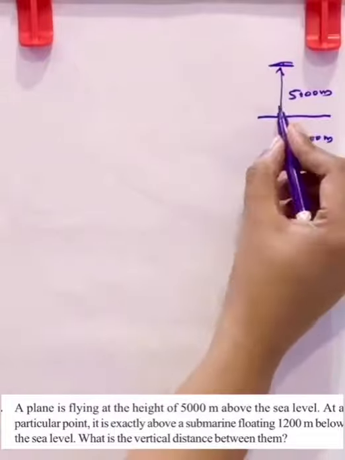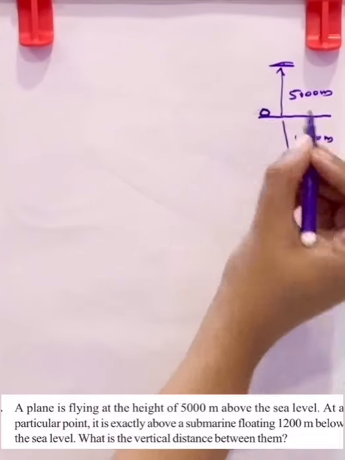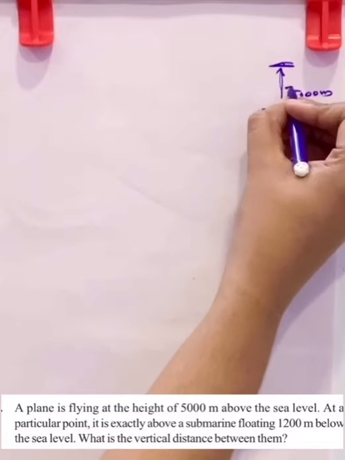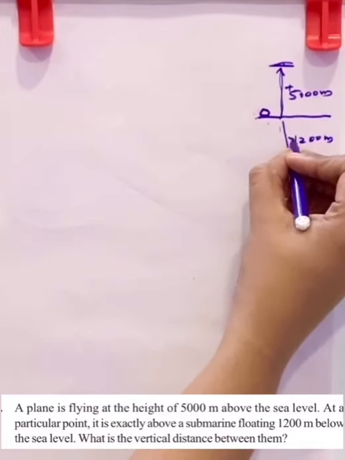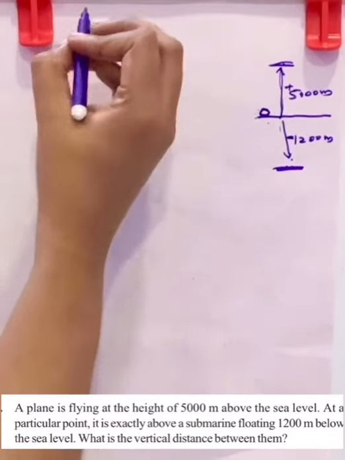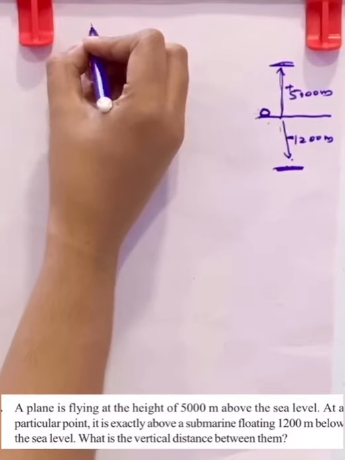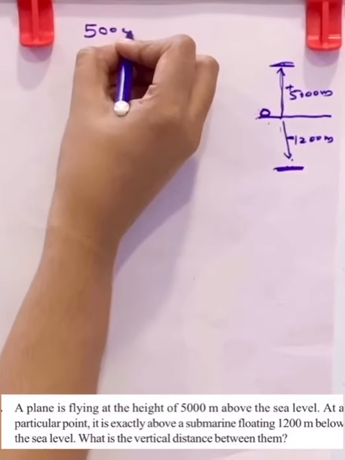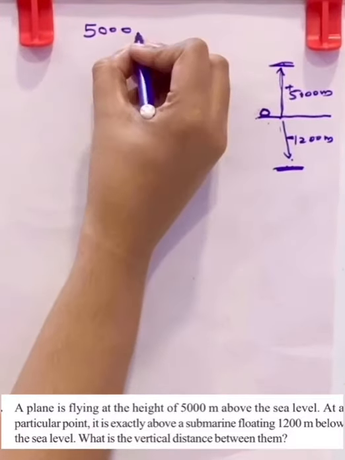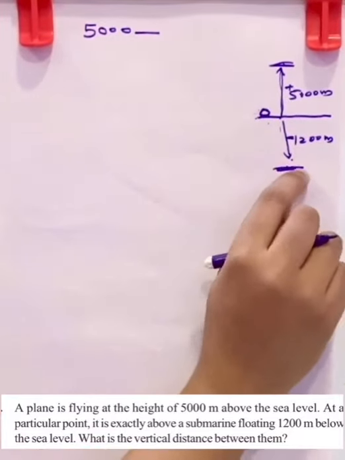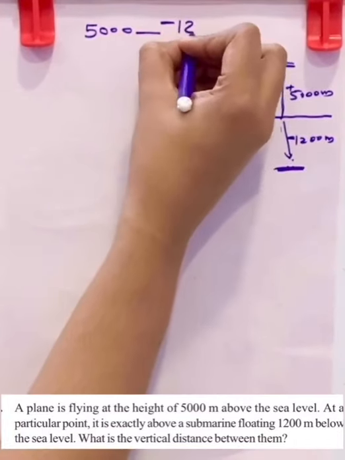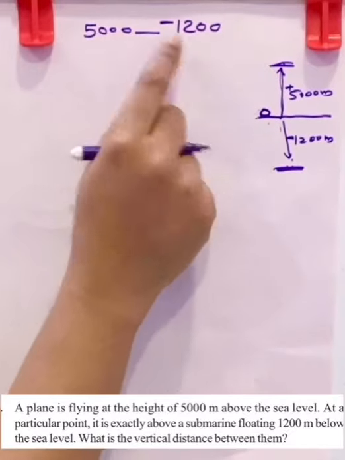Now, this is the sea level, so let us take it as 0. From here, upward distance means positive and downward distance means negative. So, what is the difference between them? How will we calculate? Difference is 5,000, that is the value here. Difference means always subtraction, and the value here was minus 1,200.